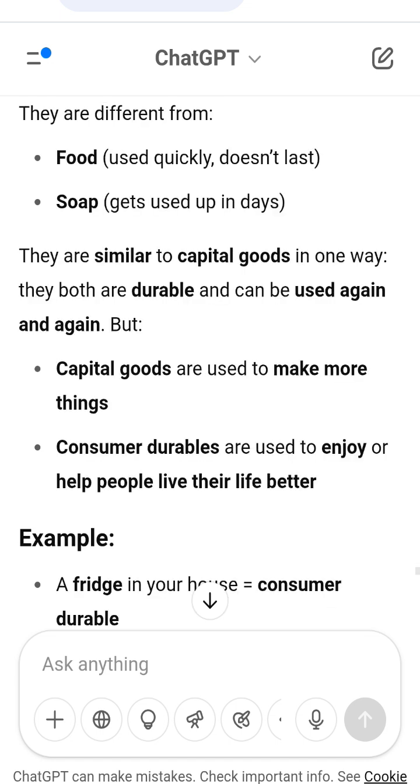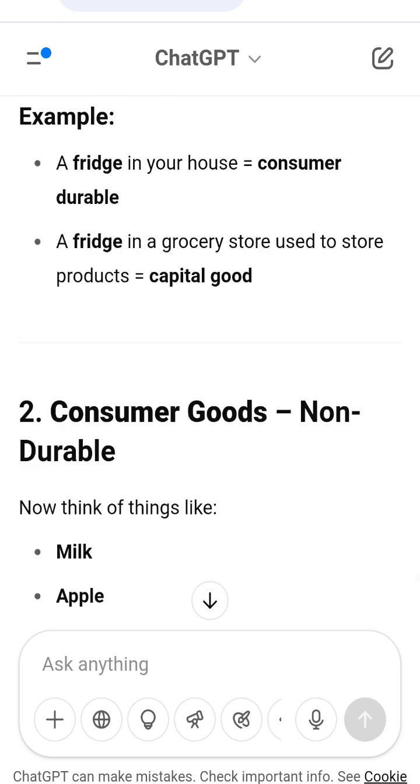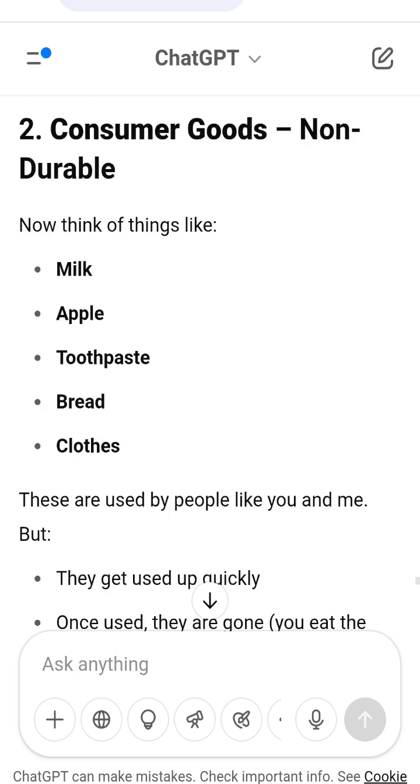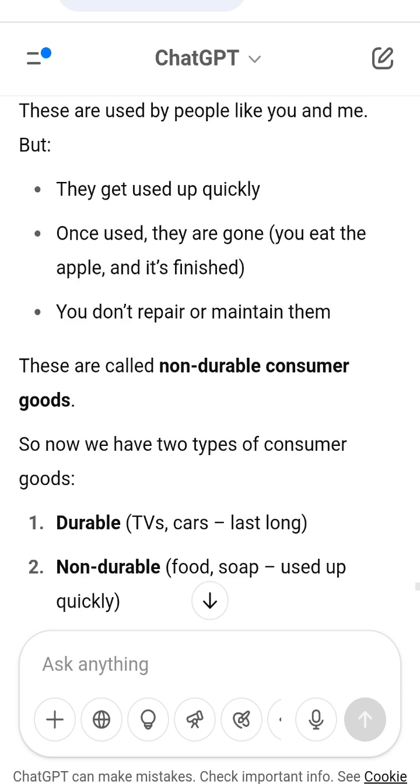Let's put them all together, like a story. Imagine a cookie factory. 1. It buys flour and sugar. These are intermediate goods. They get used up to make cookies. 2. It uses an oven and mixers. These are capital goods. They help make cookies every day. They are durable and used for years.